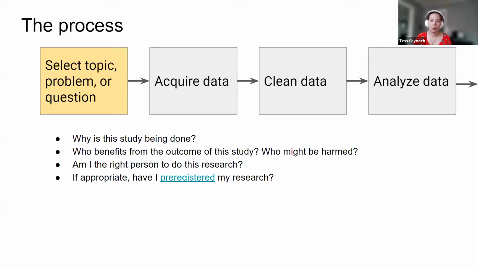So when selecting a topic, problem, or question, you should ask yourself, why is this study being done? Does it contribute to new understanding or possible change? Who benefits from the study? Who might be harmed? Is there a possible conflict of interest? Will the study exclude participants who may have benefited from being included in the study? Are the participants protected? Is the population overburdened by research? And am I the right person to do this research? What knowledge gaps do I have? And have I built trust with the community that I'm researching or that I'm going to be researching with? And if appropriate, have I pre-registered my research?